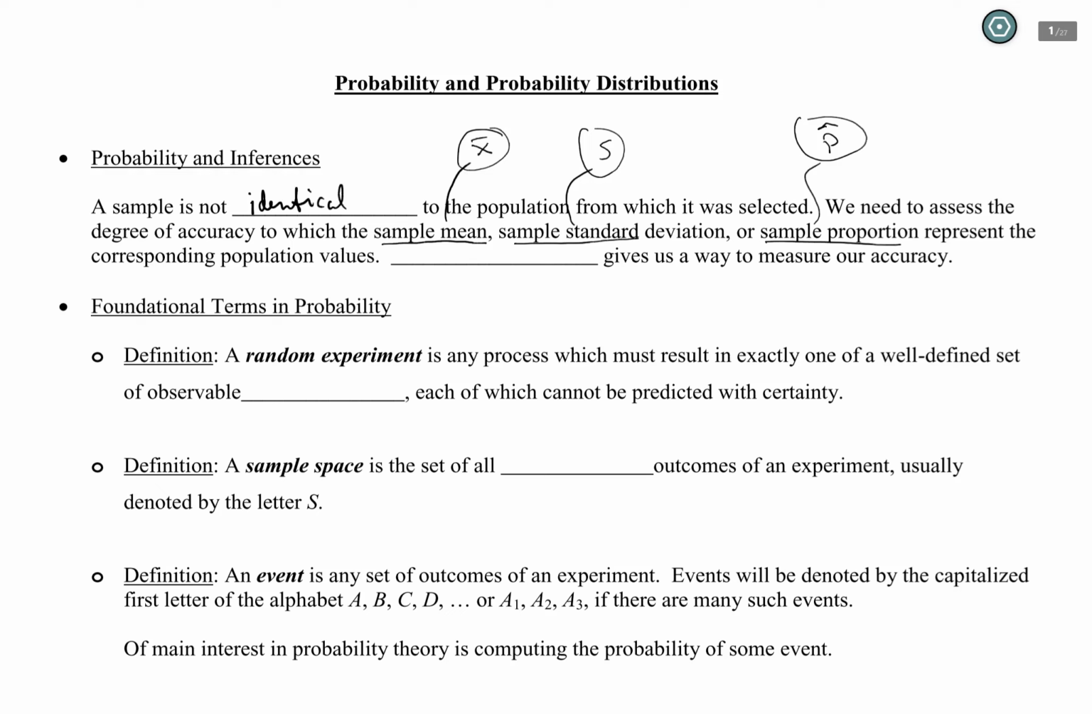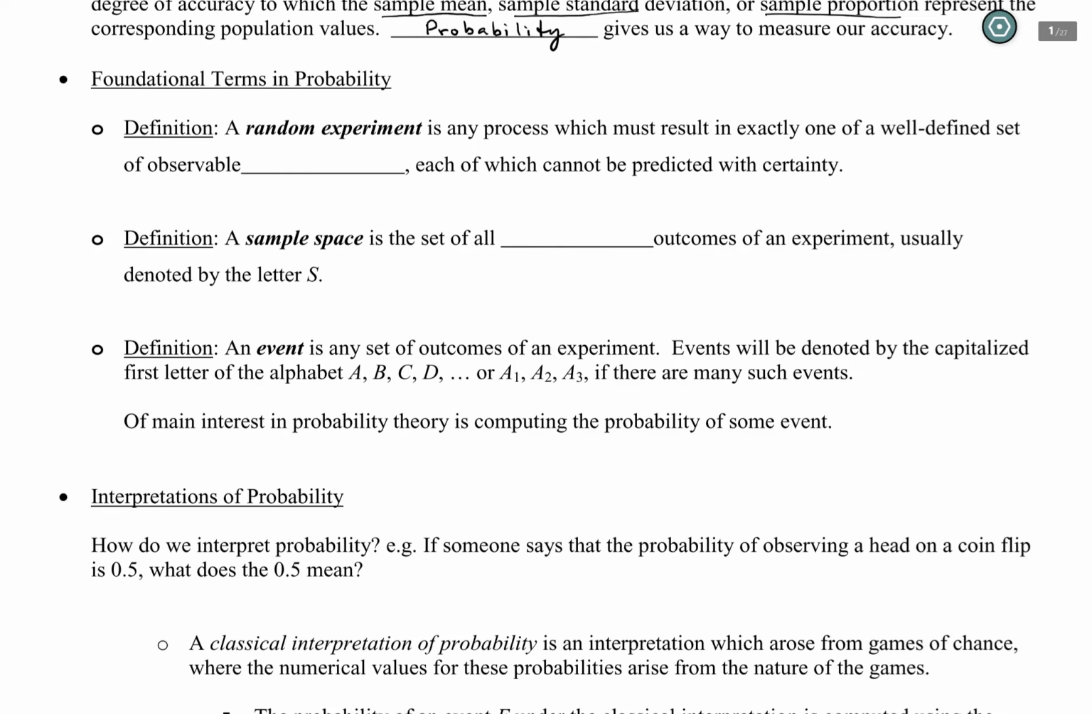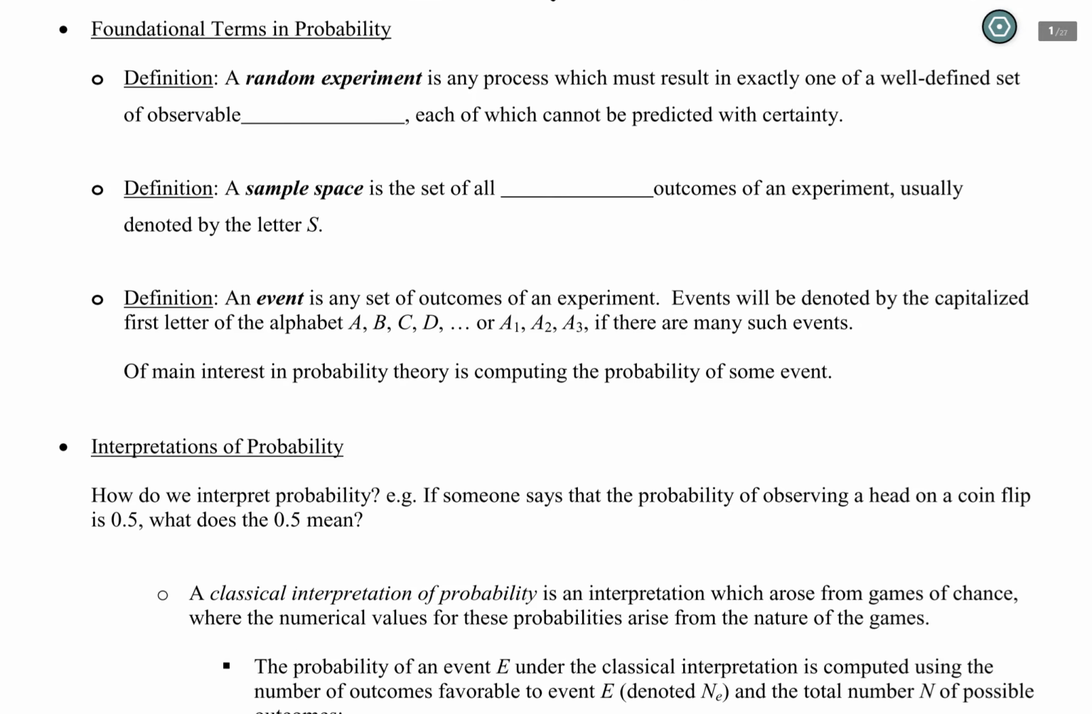Okay, so it turns out probability gives us a way to measure our accuracy. Now probability, we could have a whole course in probability. In fact, we do here. And it can be taught from a very mathematical perspective. For this applied statistics course, we're just going to look at enough probability to get us the kind of foundation we need to do the statistics that we want to do.